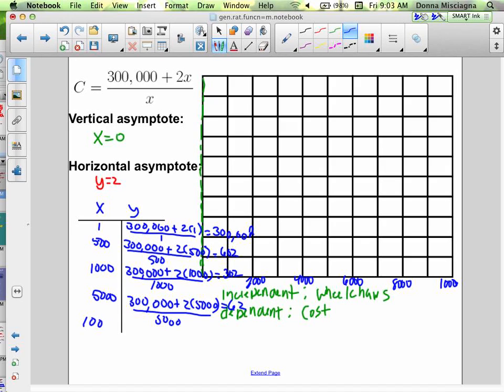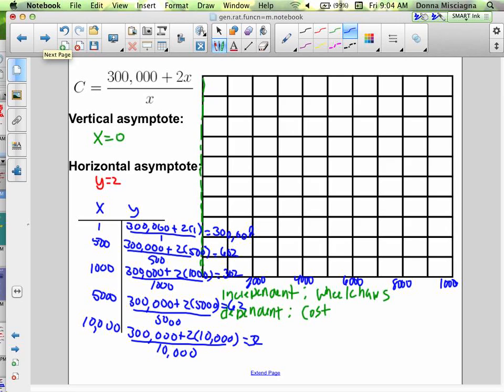Let's do 10,000. That's going to be the last number we put on here. So if we do 10,000, that would be 300,000 plus 2 times 10,000 divided by 10,000. So that's going to be 320,000 divided by 10,000. That's going to be $32. Right? We can take larger numbers.